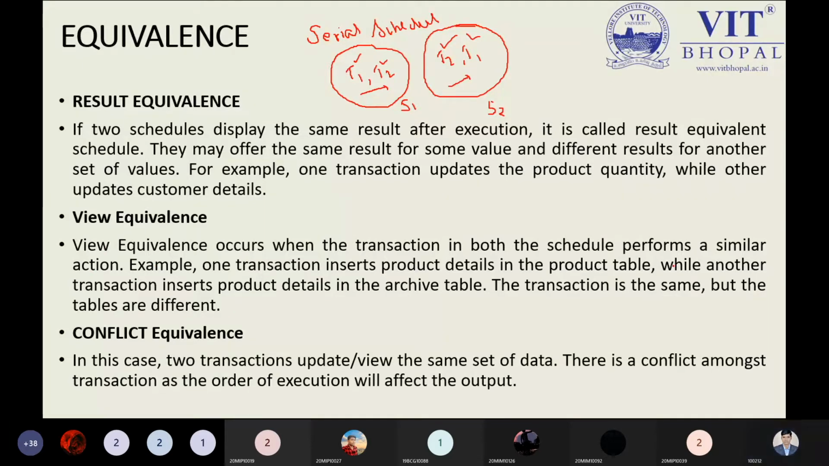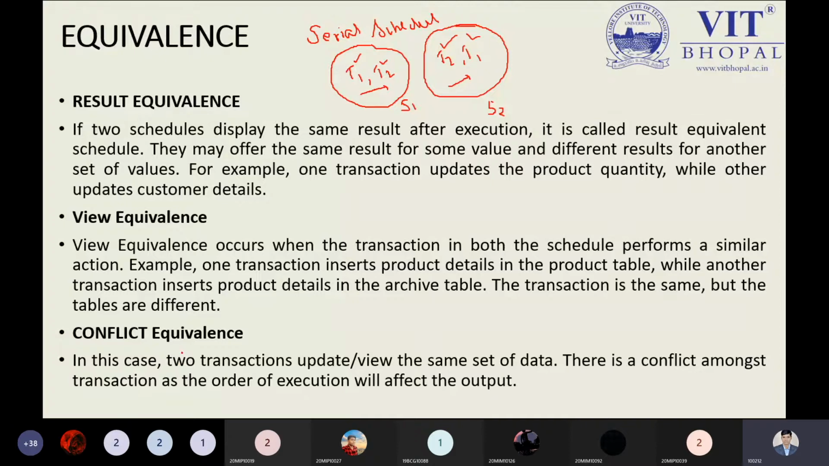That is the point. For example, one transaction inserts the product details in the product table, while another transaction inserts the product details in the archive table. So the transaction is the same, but the tables are different. So here we are getting the view equivalence. But what is conflict equivalence? That is the point.